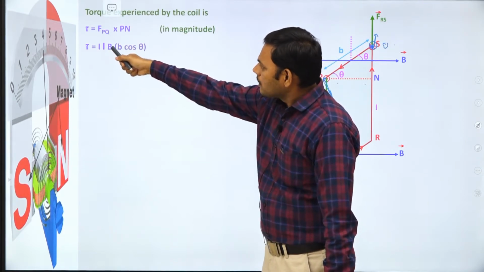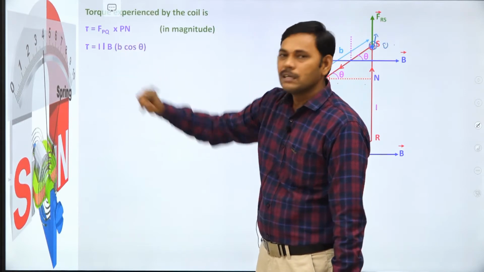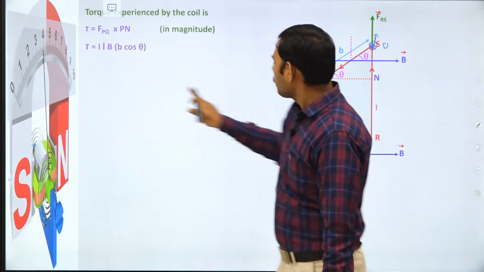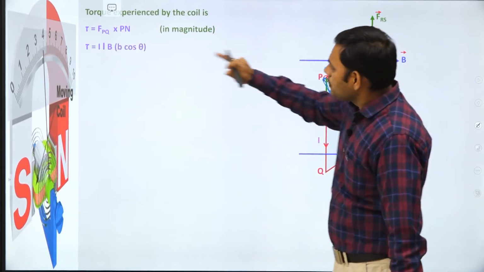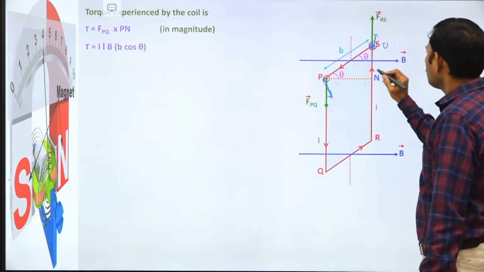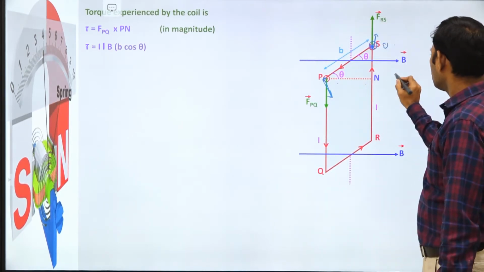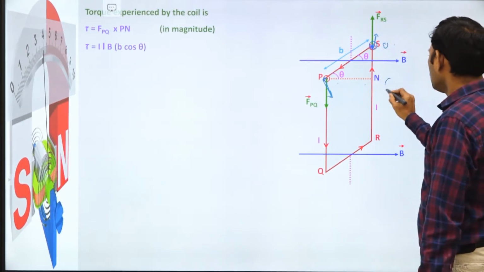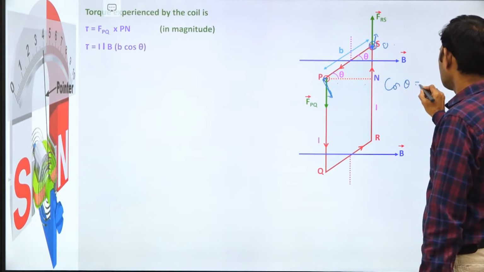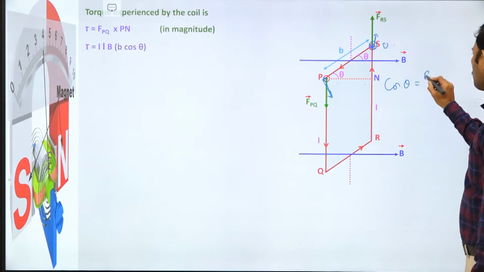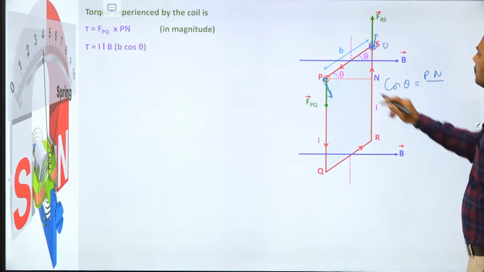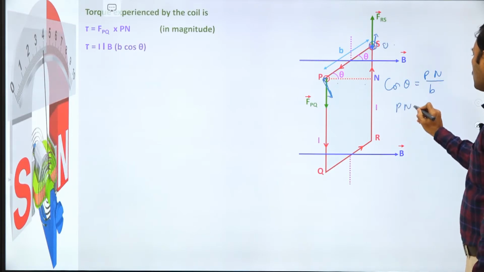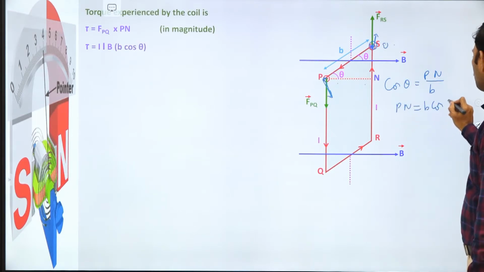The force is ILB. We calculated this force already in the previous part of our discussion, where I is the current, L is the length of the PQ or RS wires, and B is the magnetic field. Now, when you consider cos theta, we have the PNS right angle triangle. In the PNS right angle triangle, cos theta is equal to Pn divided by the hypotenuse, that is adjacent by hypotenuse, which is b. On cross multiplying we get Pn is equal to b cos theta.